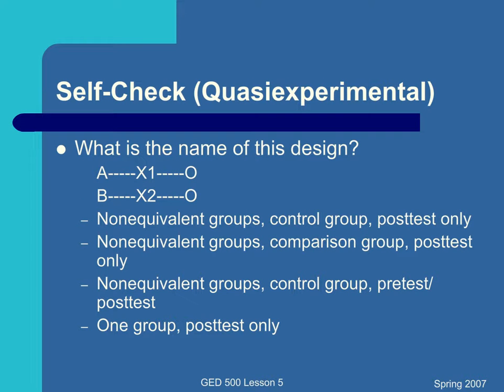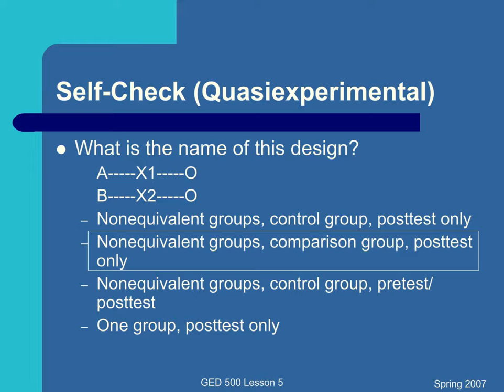What is the name of this design where we have group A, treatment 1, and then an observation? Group B, treatment 2, and an observation. Would it be non-equivalent groups, control group, post-test? Non-equivalent groups, comparison group, post-test only? Non-equivalent groups, control group, pre-test, post-test? One group, post-test only.